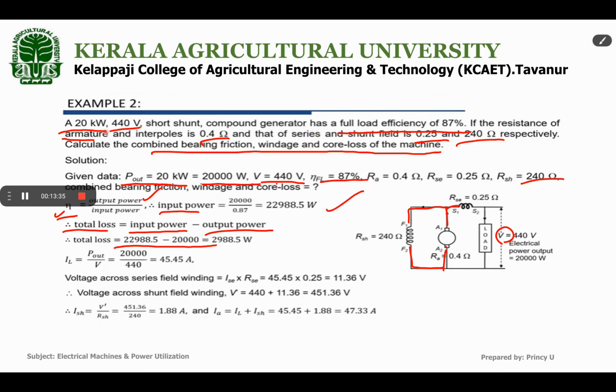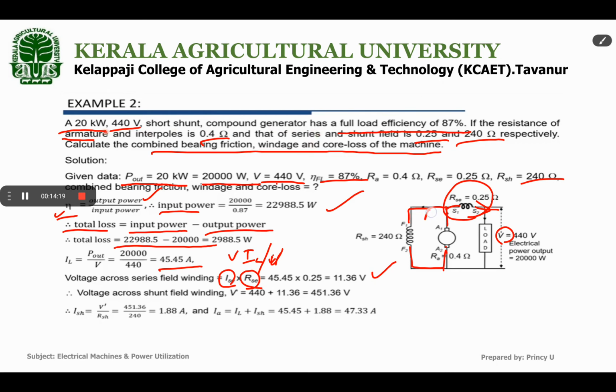Then calculate the load current. We know the output power VI divided by V will give you IL. So you will get the load current and the voltage across the series winding. How can you find out the voltage across the series field winding? I series, you know that this I series is the same as our load current because the series field winding is in series with the load. So load current into resistance of the series field winding will give the voltage across our series field winding.